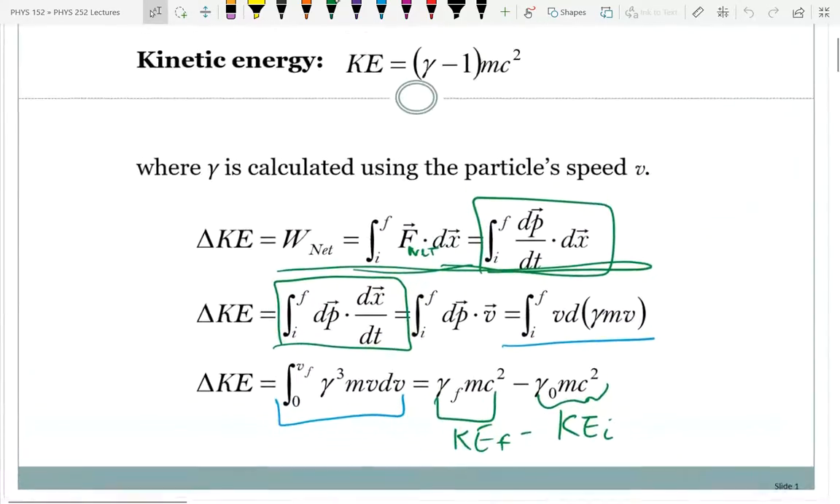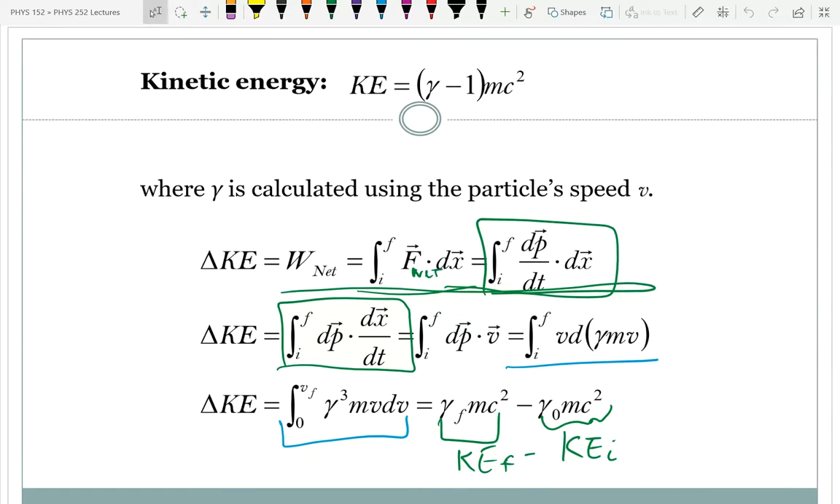Questions about that? So basically, whenever we're calculating kinetic energy of something relativistically, we just calculate the gamma before and after, and that's pretty much it. Right, that's where the rubber meets the road. That calculation is simple. The derivation that we did, not as simple.